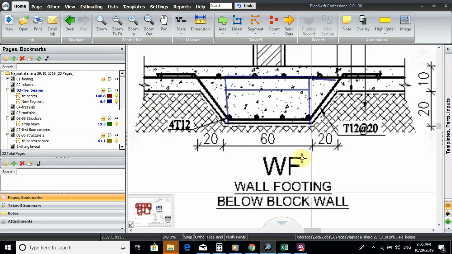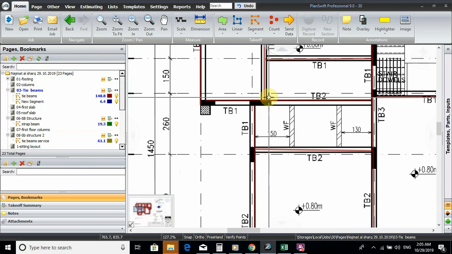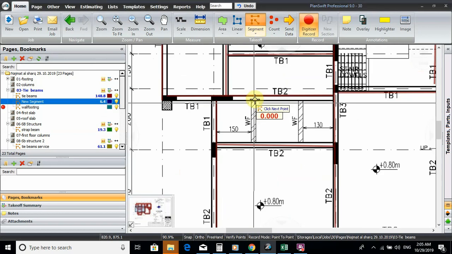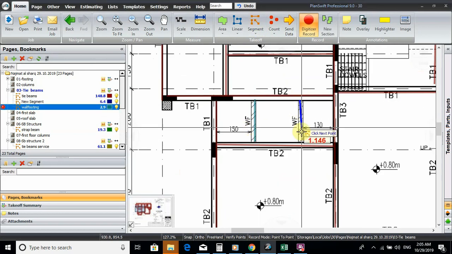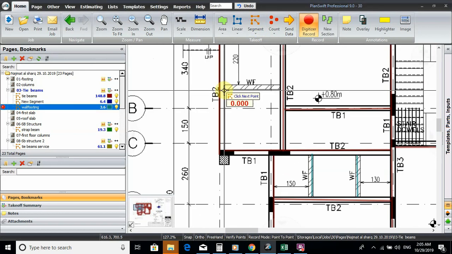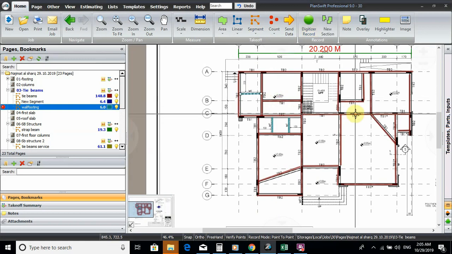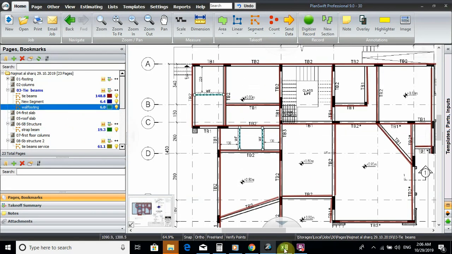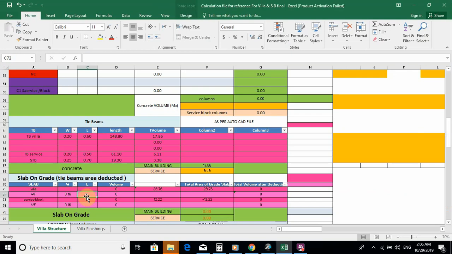And how much length is it, because we want the volume actually. Okay, wall footing. The length will be like 1, 2. Any other wall footings? No. So the length of wall footing is 6. Okay, what about wall footing 2?